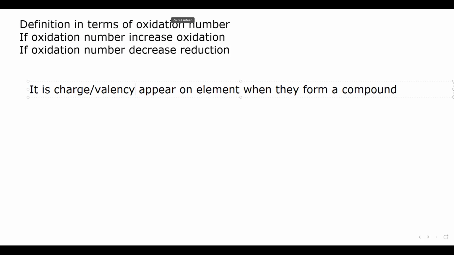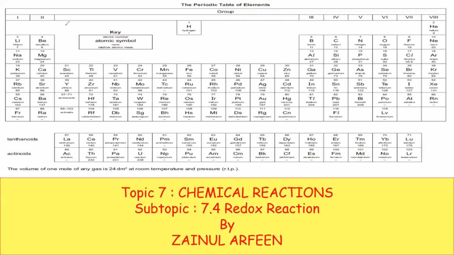So this is the periodic table. If we have an element from group 1, we call that +1 valency, group 2 is +2, group 3 will be +3, group 4 is -4, -3, -2, -1, and 0. So these are the charges which appear on the element. We call them valency, also known as oxidation number. So how can we work out whether the change is oxidation or a reduction?